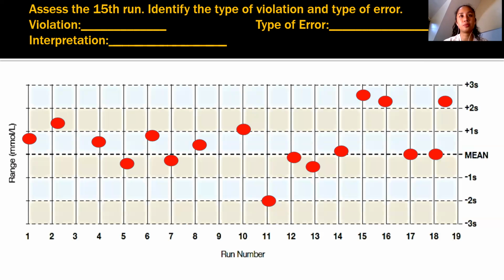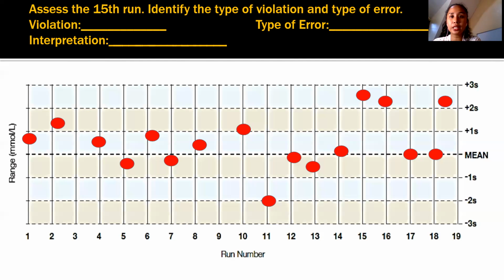So, assess. Ito, sample na naman. Yan, para practice nyo. Yan, you could answer it on your own. Share it to your friends. Assess the fifth run. Identify the type of violation and type of error and interpret. So, pag sinabing violation, anong na-violate? 2-2S, 1-3S. Type of error, kung systematic or random error, interpretation, in control or out of control. So, pag 2-2S, in control pa rin, ha? I want 2S. In control pa rin.